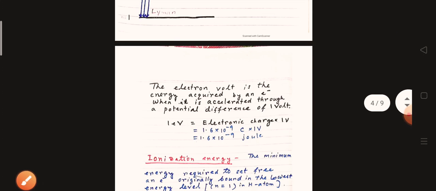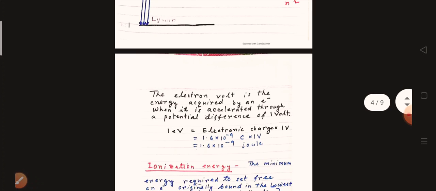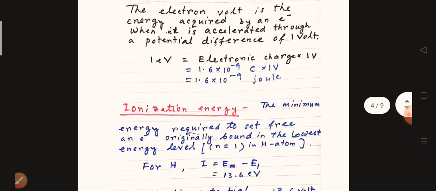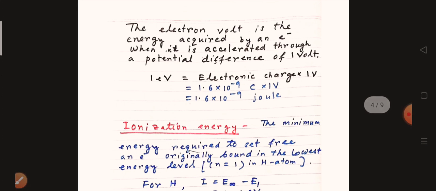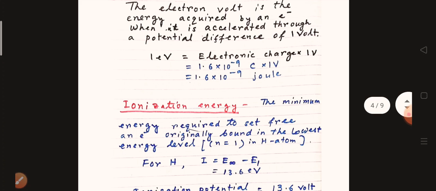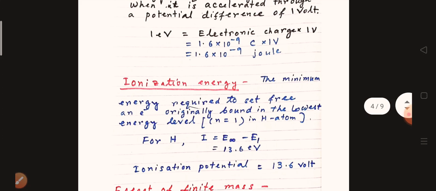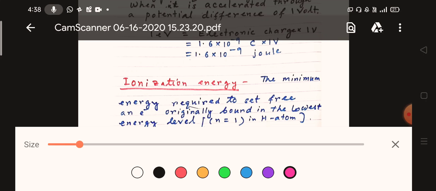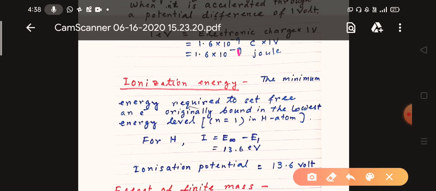Now I have told you the electron volt. You should know the basic definition of electron volt. The electron volt is the energy acquired by an electron when it is accelerated through a potential difference of 1 volt. So 1 electron volt is 1 electronic charge into 1 volt. Now 1 electron charge is 1.6 into 10 to the power minus 19 coulomb. I am sorry, this is not 9, it was just a writing mistake. This is minus 19 coulomb into 1 volt, that is 1.6 into 10 to the power minus 19 joule.